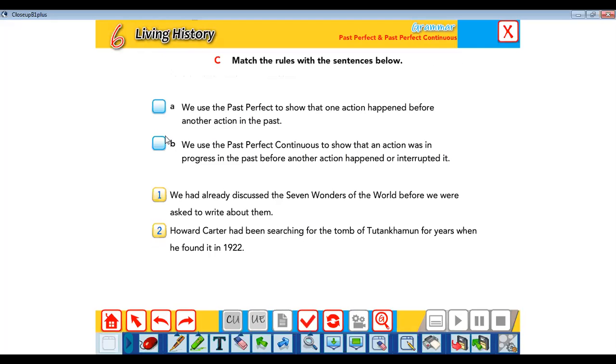In exercise C, we'll try to match the rules with the sentences below. So we use the past perfect to show that one action happened before another action in the past. Which one can we use? Yes, number 1 will be here. This is the rule, okay? I'm just revising the rule with you. We use the past perfect continuous to show that an action was in progress in the past before another action happened or interrupted it. So this is number 2.